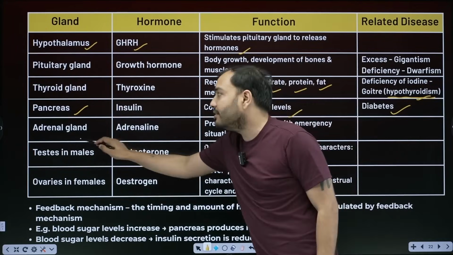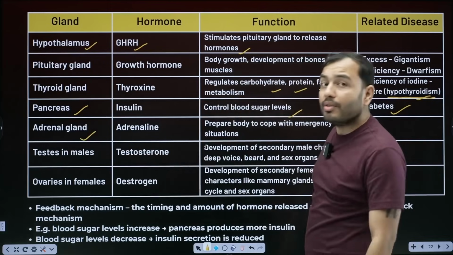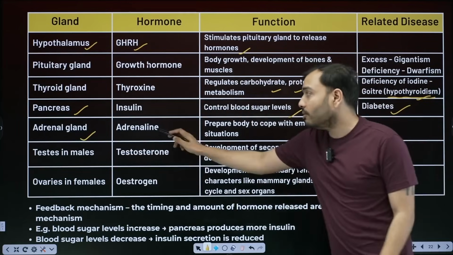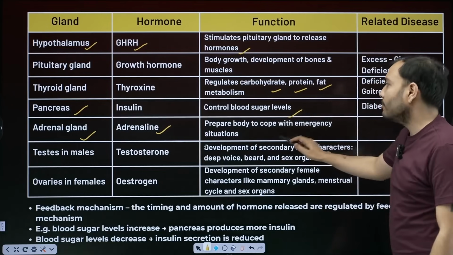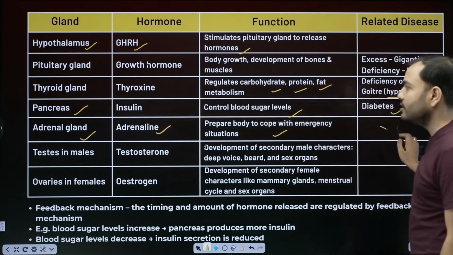Next, what do we have? The adrenal gland. Where is it located? Above the kidney. What does it release? Adrenaline hormone, the emergency hormone, the fight or flight hormone. It had 4 functions. You remember it? To prepare the body to cope with an emergency situation. No disease associated with it.